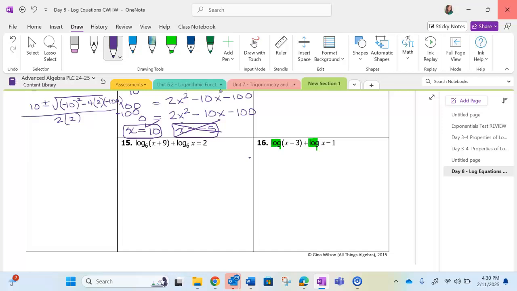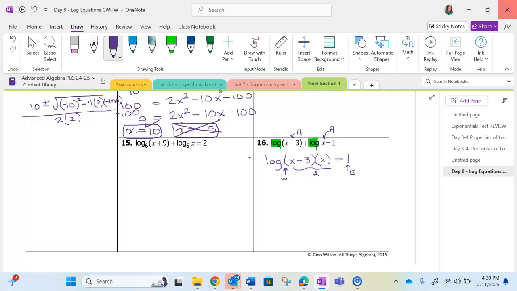So there's a plus sign in the middle, so I'm going to write the word log, and I'm going to multiply x minus 3 times x. These are the 2 arguments. That's an argument. That's an argument. I'm going to multiply them to equal 1. So now I have a base. I have an argument. That's the base, argument, exponent.